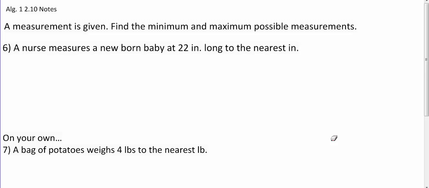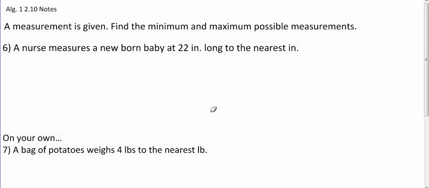Essentially what we do is typically we go to a certain unit. Now, in this case, a nurse is measuring a newborn baby. The nurse is saying the baby's 22 inches long. Now, when you read something like that, 22 inches, we know that they've measured to the nearest inch. So what we would do is say, well, how could I get 22? Remember, this is an estimation thing in some degrees because you're looking at a tape measure, a ruler, some other measuring device, and you're going to the nearest value that's on there.